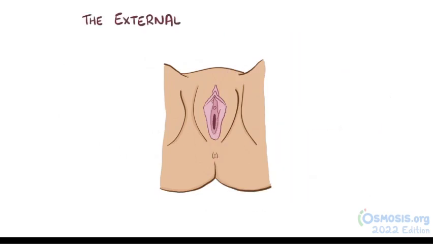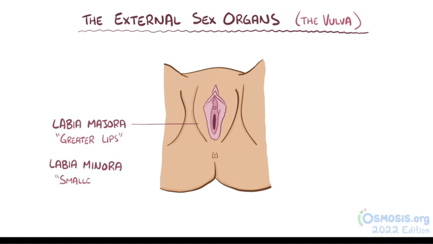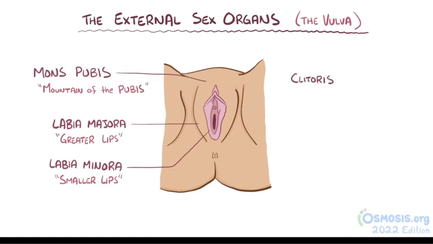The external sex organs, together referred to as the vulva, are the labia majora, which are called the 2 greater lips, labia minora, or the 2 smaller lips, the mons pubis, or the mountain of the pubis, and the clitoris, a small erectile organ that develops from the same embryonic tissue as the male penis. It is hooded by a skin fold called a clitoral hood.